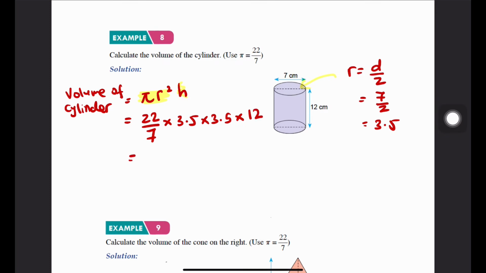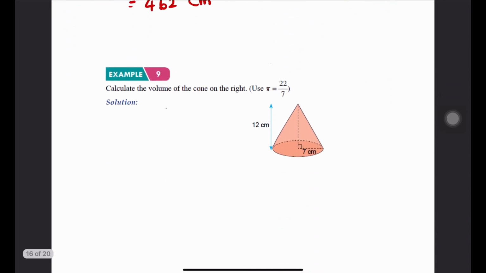So press your calculator, and your final answer is 462 centimeter cube. Easy, right? Okay, let's move to the next example.